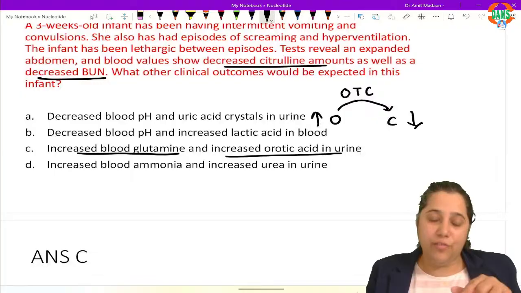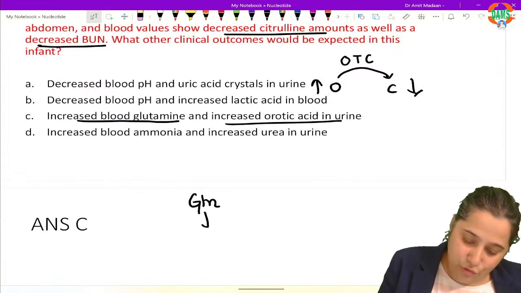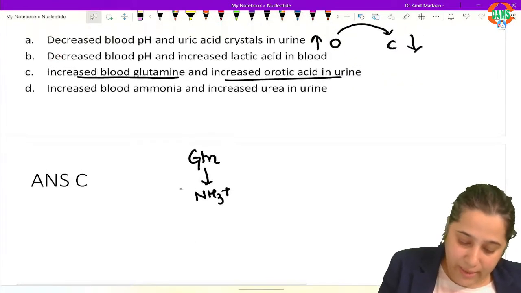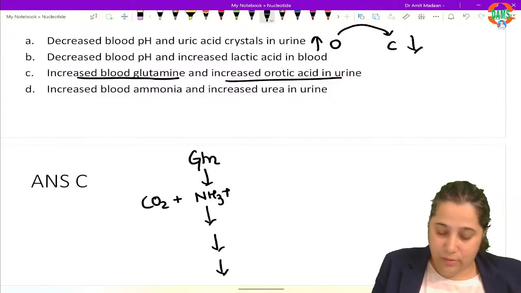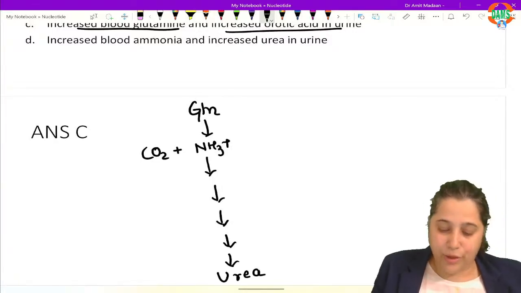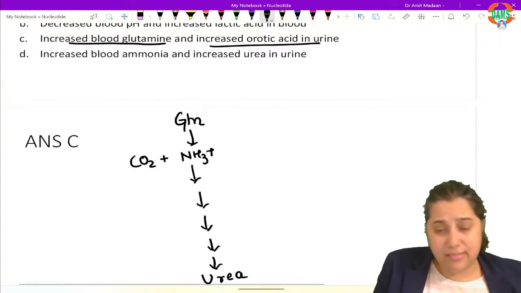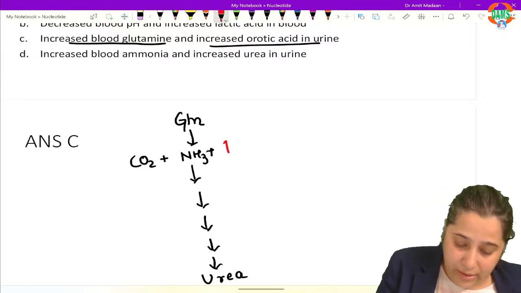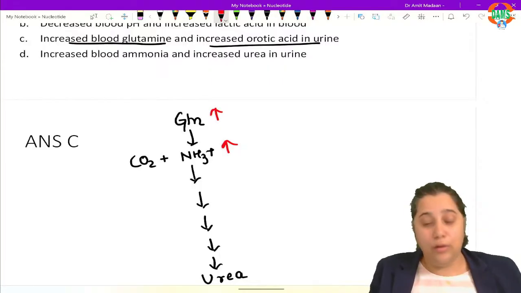Why will there be increase in glutamine? Because glutamine is the source of ammonia, and ammonia will be combining with carbon dioxide by 5 steps. It is known as urea cycle. It is converted to urea. And if the enzyme OTC is defective, ammonia will increase, glutamine will increase, and hence there is increase in glutamine.